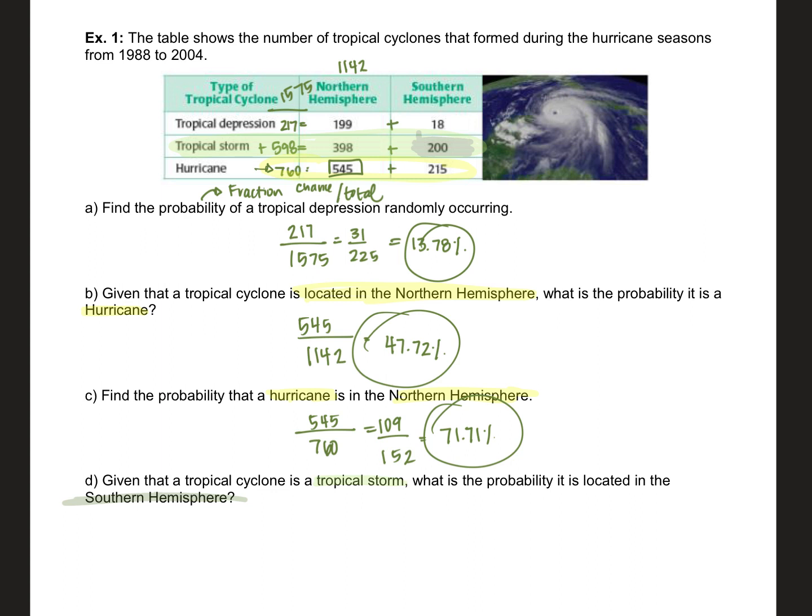So our chance of having a tropical storm that occurs only in the southern hemisphere is 200 out of a total number of tropical storms of 598. If I type that in the calculator to see if it reduces, I am getting that it does, to 100 over 299. And the percentage of that is 33.44%. Okay, let's continue on to the back, and we have a few more examples to take a look at.